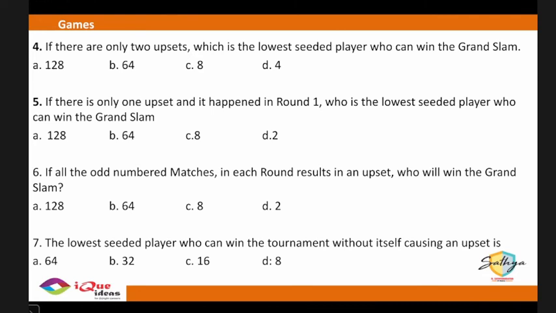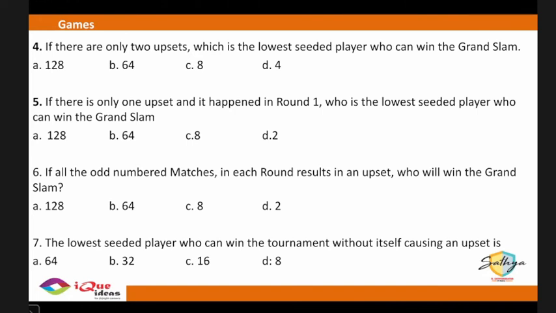For 4 to go ahead, there should be an upset in the semi-finals and in the finals as well. Only then can 4 win. So 4 technically is the lowest seeded player who can win the Grand Slam. Below 4, just with 2 upsets, the game cannot be won. Got this one? Yeah.